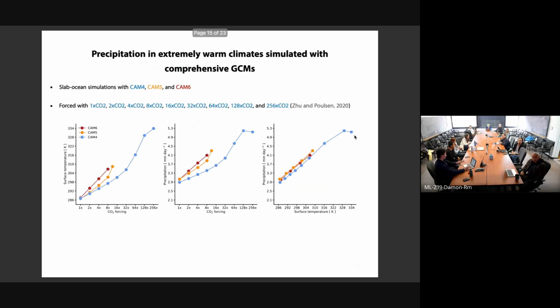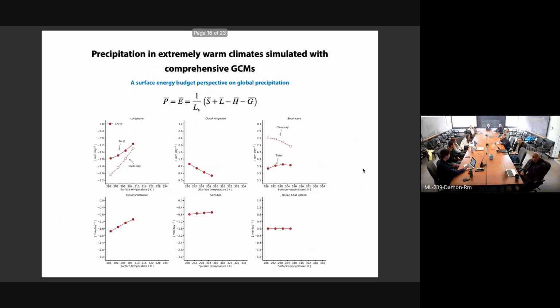So what you see is that precipitation increases, then decreases, as you increase temperature. Let's go back to that surface energy budget and look at the components that add up to this. Again, I'm going to say that global precipitation is equal to global evaporation, and then it's all based on the surface energy budget of shortwave, longwave, sensible, and any ocean heat storage.